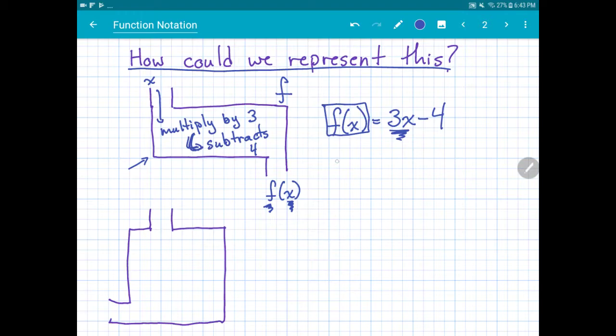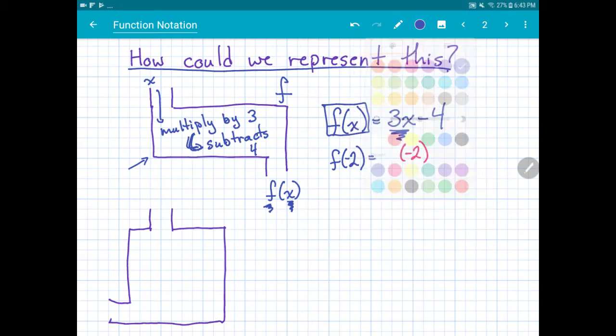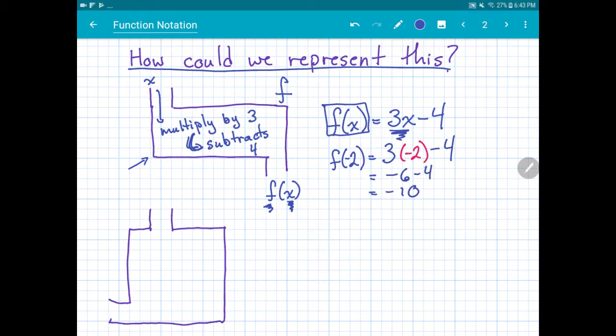So for example, if I did f of 2, let's do negative 2. F of negative 2, then what does that do? Well, it takes that negative 2. It multiplies it by 3, and it subtracts 4. And what do we get when we do that? This will be minus 6 minus 4, and we get minus 10.